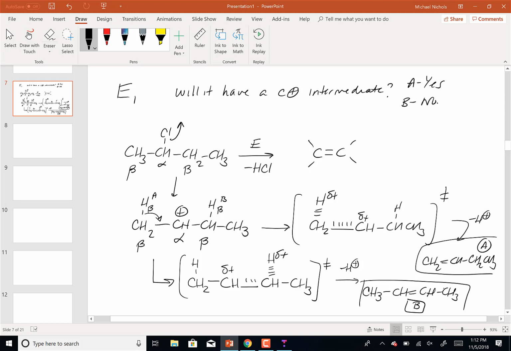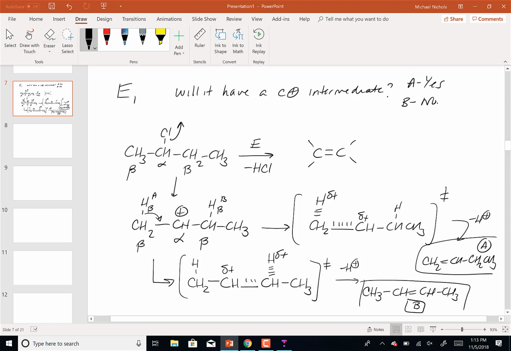Because that first step is what? It's a loss of the leaving group, but what is that first step very specifically? It's the same as SN1. So what we're going to find is that SN1 and E1 go together. And we're going to have to go back and modify our chart. Everywhere there's an SN1, there should be a plus E1 to go with that, because we're going to get both. Okay. So this is an E1 mechanism for alkyl halides.